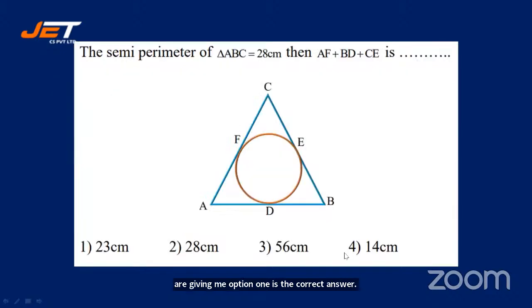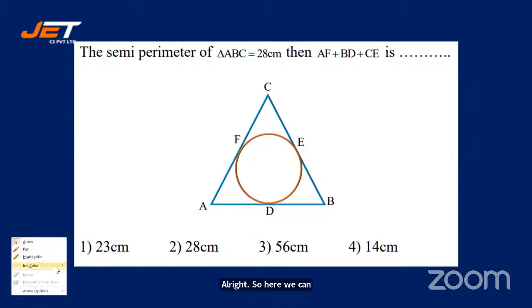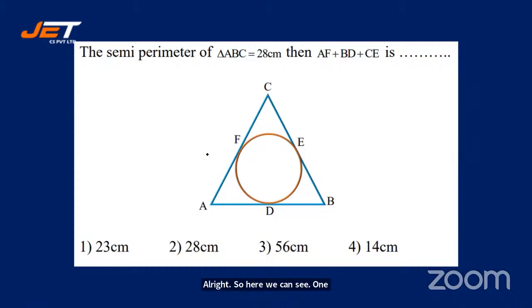The semi-perimeter of triangle ABC is 28 centimeter. Then what is AF plus BD plus CE? All right. So here we can say, one second, let me use a pen. So here we can say that it is an equilateral triangle. We'll just join all the points.